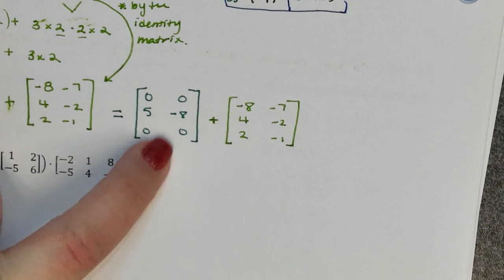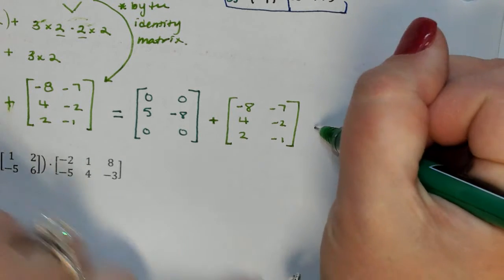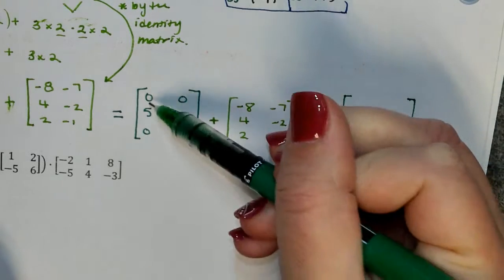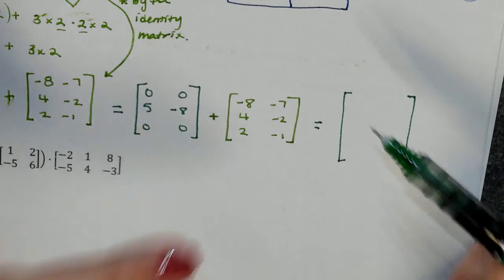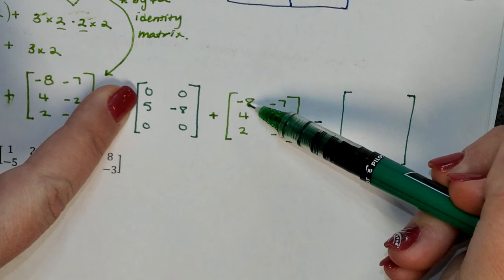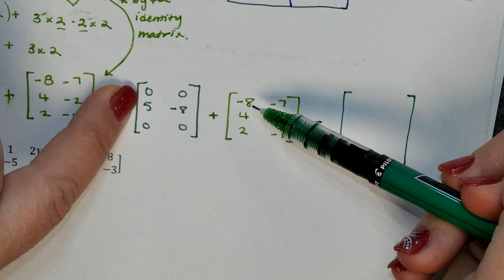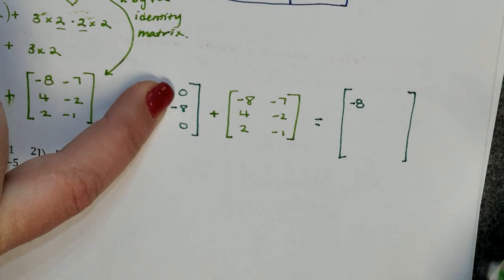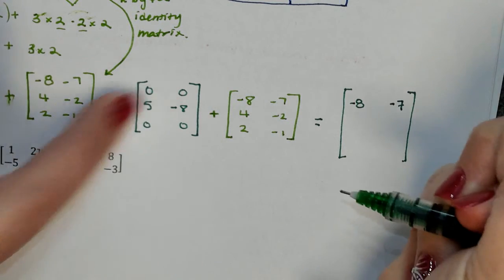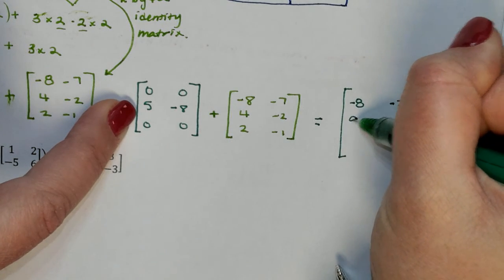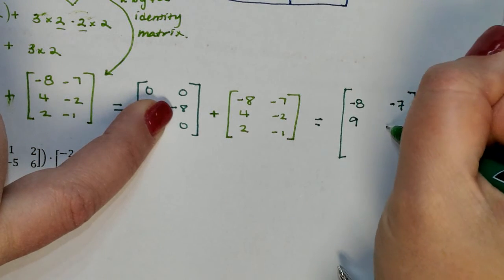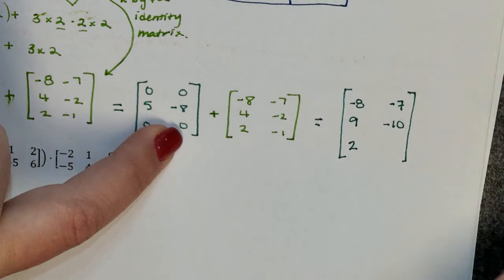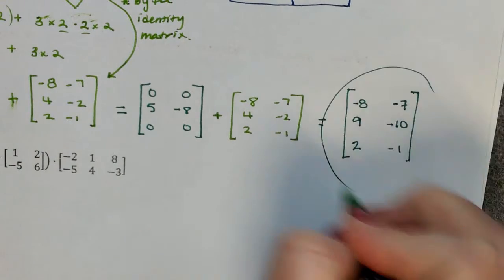Okay, can you add these two matrices together? How do you add two matrices together? Look at them and add the numbers in the same element. So like 0 and negative 8 are in the same spot. The first row, first column, first row, first column, add those up. What is 0 and negative 8 added together? Negative 8. What is 0 and negative 7 added together? Negative 7. What is 5 plus 4? What is negative 8 plus negative 2? What is 0 plus 2? 2. 0 plus negative 1? There we go. That would be our final answer right there.